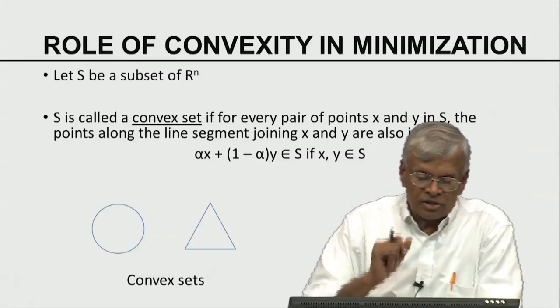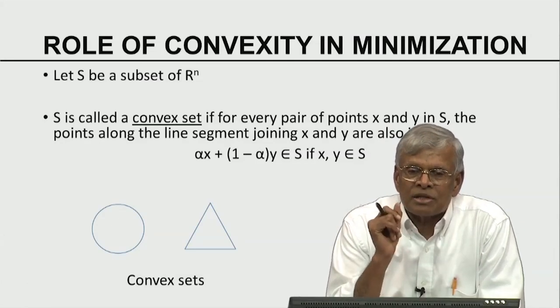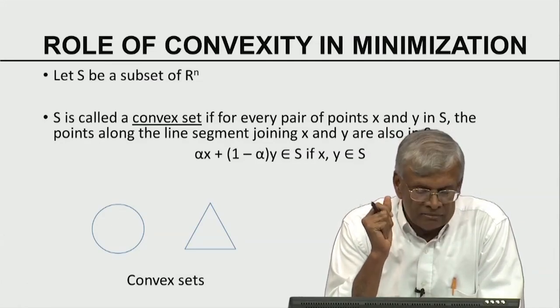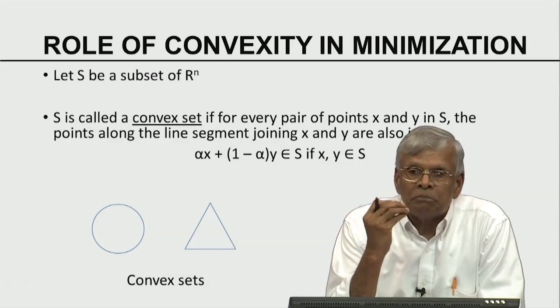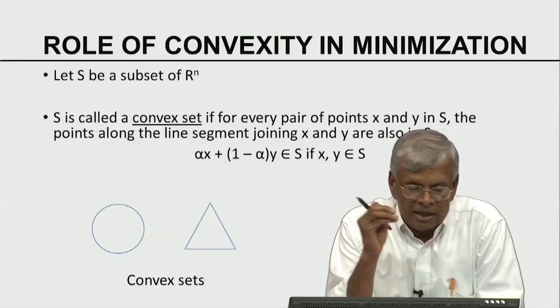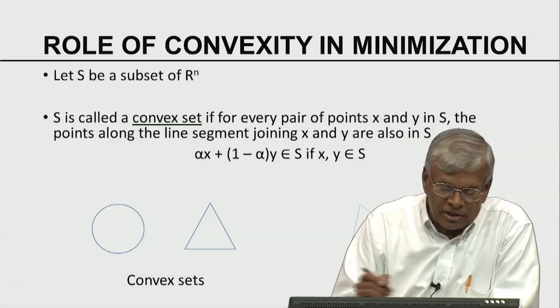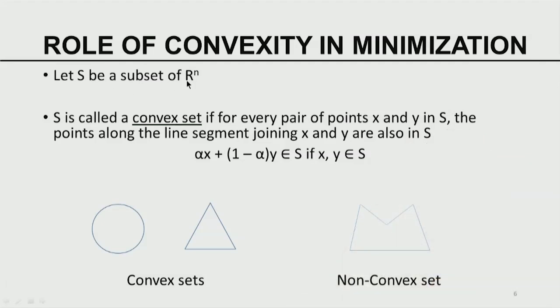The next one is the notion of convexity. Convexity and optimization are intertwined, and I would like to bring about the beauty of the role of the notion of convexity in optimization. So it takes a little bit of a definition. So let S be a subset of Rn.